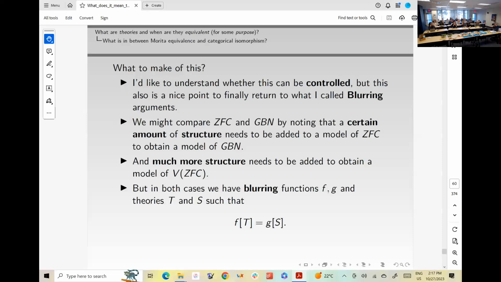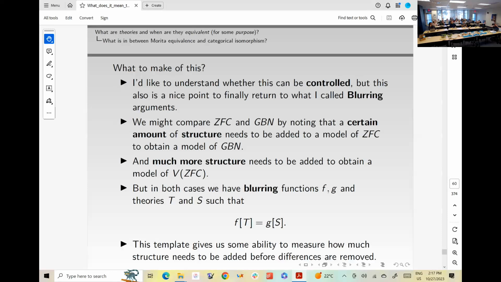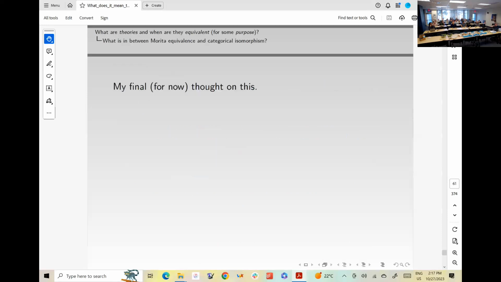But in both cases, we have a blurring kind of argument. So we take a model of ZFC and we blur it by adding, say, the definable subsorts, and with a model of GBN, this could be just the identity. We don't do anything to it. Okay. So the template is just some ability to measure how much structure needs to be added before differences are removed or become invisible.